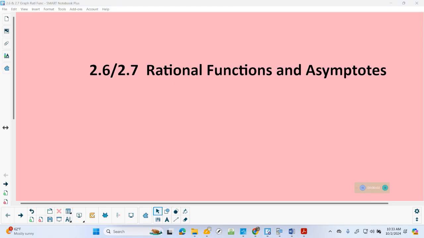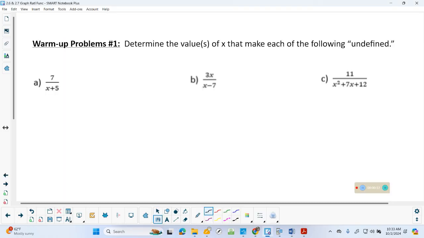For 2627, rational functions and asymptotes. So these are all going to have fractions in them, and the graphs are easy, but I'm not going to lie, a little time consuming to draw. So let's get into it.